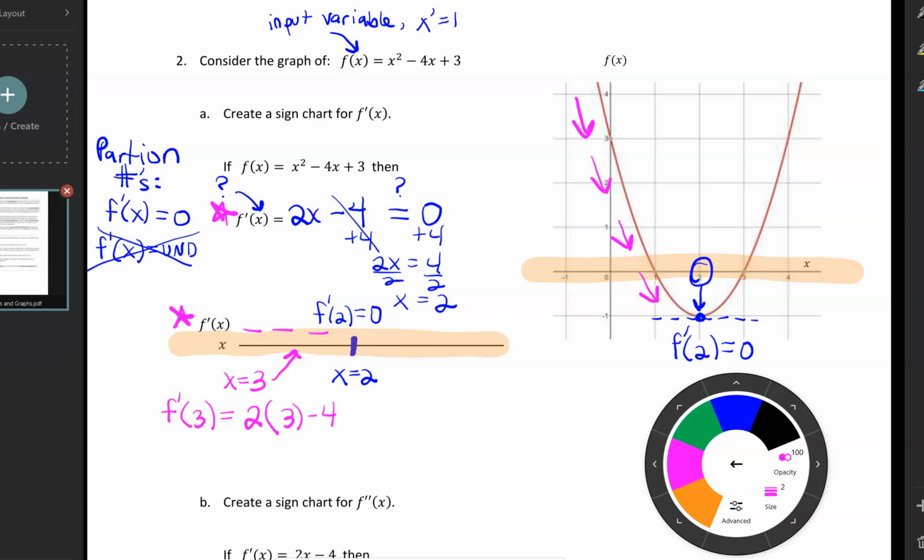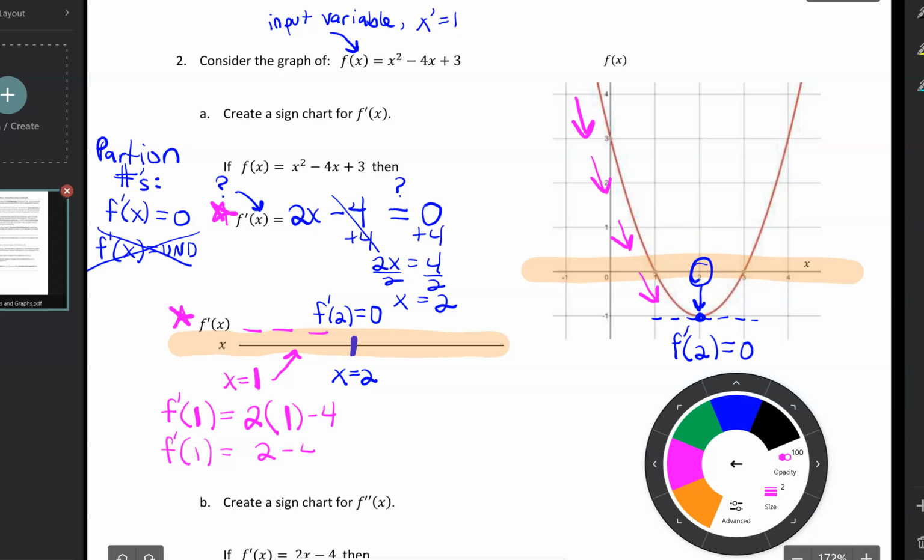Hold the phone. 3 is not to the left of 2, y'all. Oh my goodness. 3 is bigger than 2. Let's try 1. 1 is to the left of 2. Okay, nothing to see here. 1 is less than 2. So let's go ahead and plug that in.